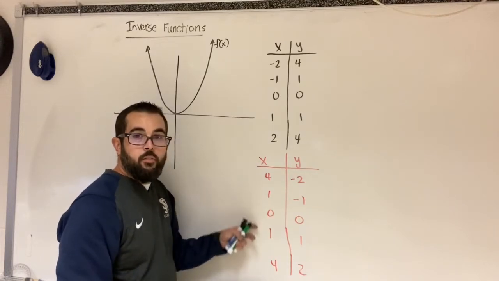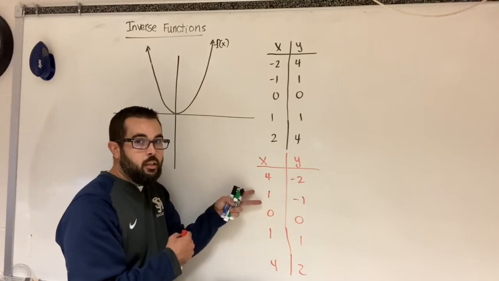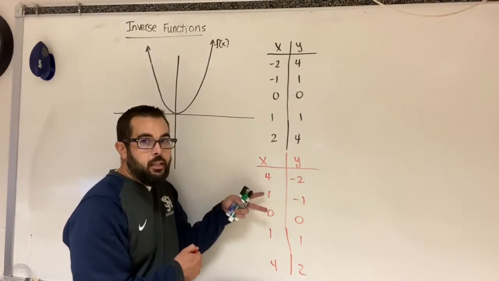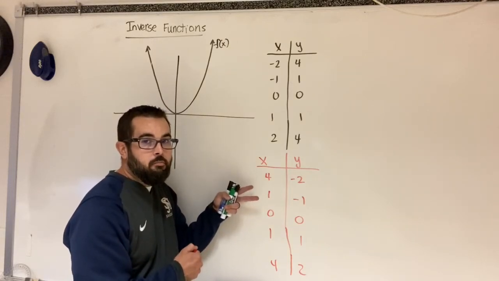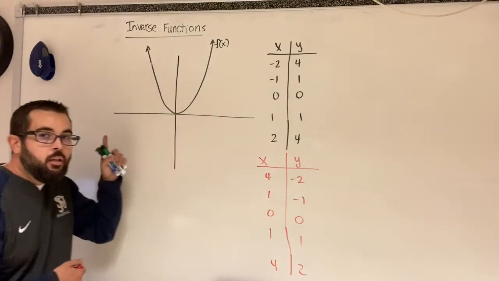It could still be an inverse. We could still find an equation for this thing, and we'll do that later on in the year. However, it doesn't necessarily mean that it's going to be a function just because it has an equation. Okay? So, let's look at the graph.